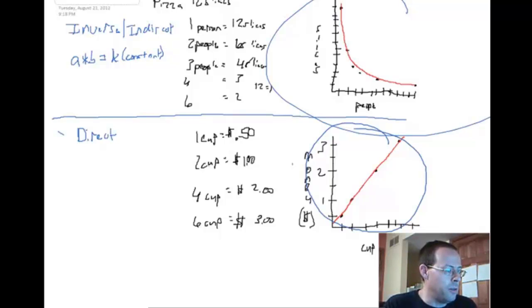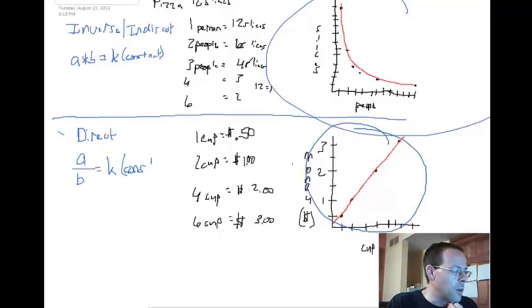What is 1 divided by 2? That's a half as well. What's 2 divided by 4? That's a half as well. What's 3 divided by 6? That's a half as well. So in this instance, we don't want to multiply A times B, but if we take A divided by B, we also get a constant, which is K.